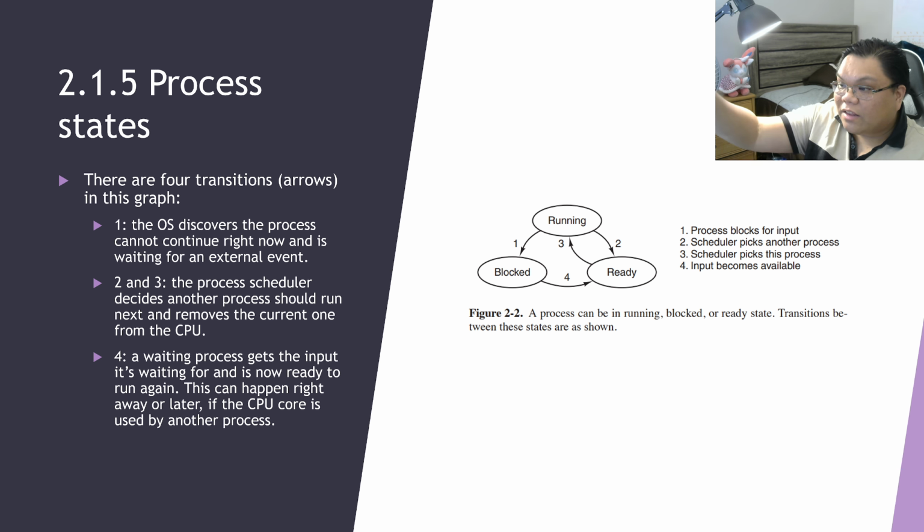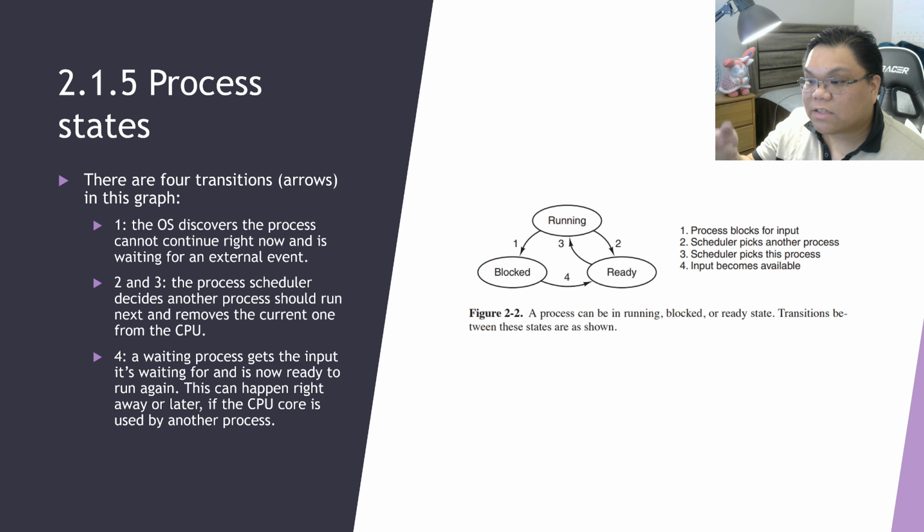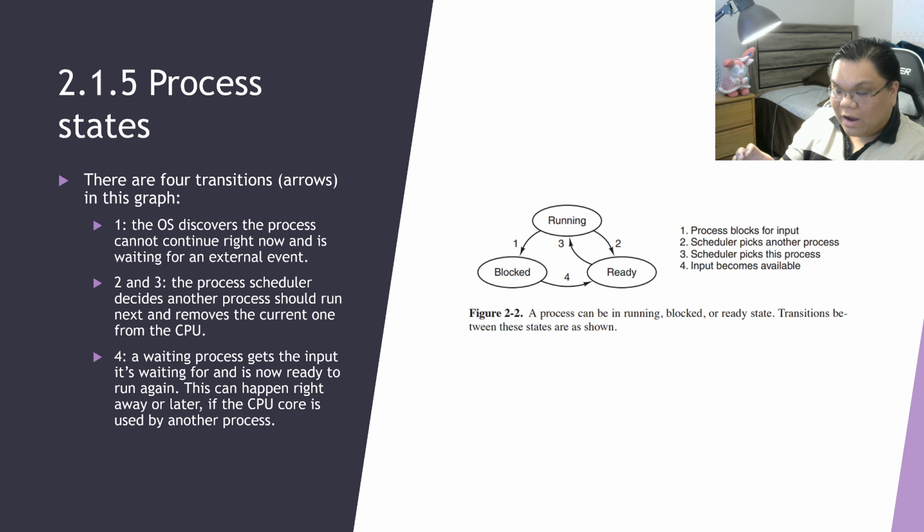Transitions 2 and 3, those are going from running to ready, or vice versa. This is where the process scheduler decides another process should run next, and removes the process that's on the CPU from that CPU. So this is where processes are swapped in and out from that CPU core. The fourth one is the transition from blocked to ready. A waiting process gets the input it's waiting for, and it's ready to run again. This can happen right away or later if the CPU is being used by another process.